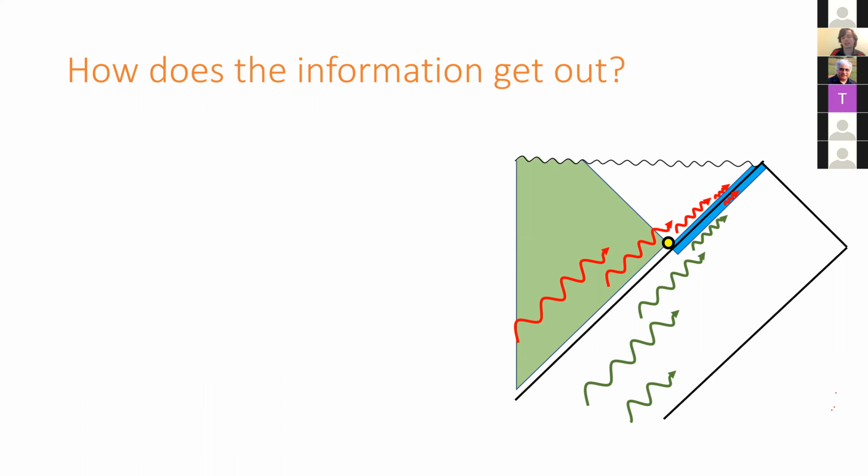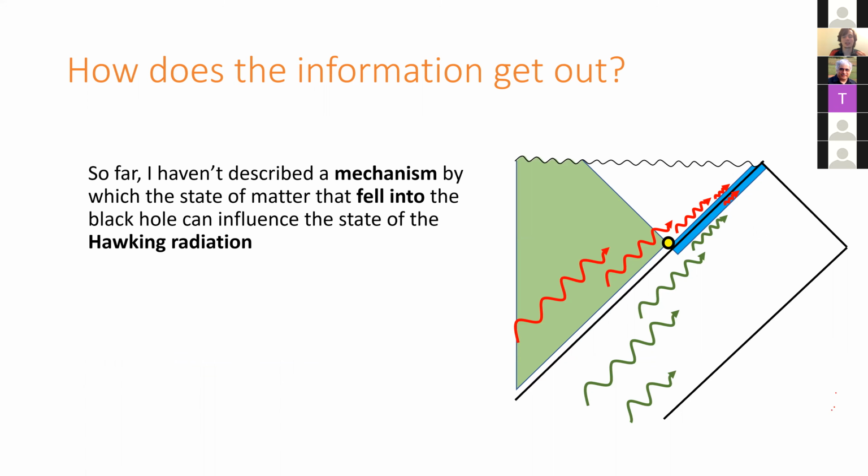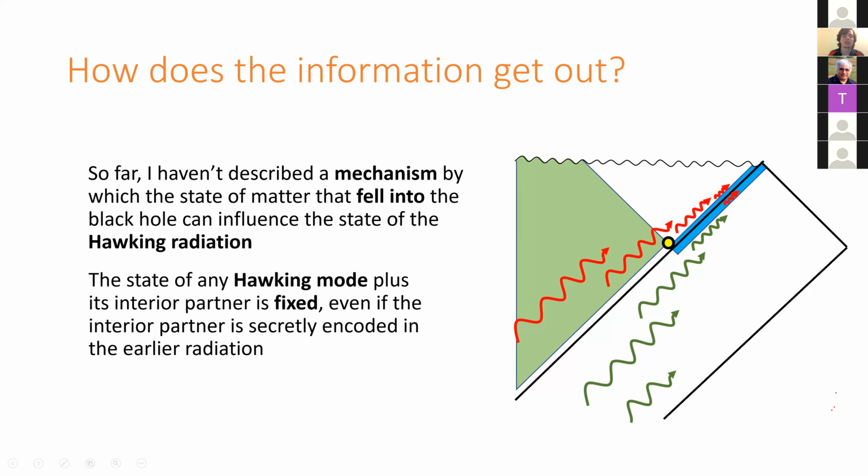even though that explains how to resolve the firewall paradox, in many ways, it still hasn't explained how to resolve the information paradox, even though we claim you can do these calculations to show information getting out. Why is that? Well, it's because so far we haven't actually given a mechanism by which there's any influence on the combined state of all this radiation from the matter that fell in down here. So let me be more precise about why this is true.